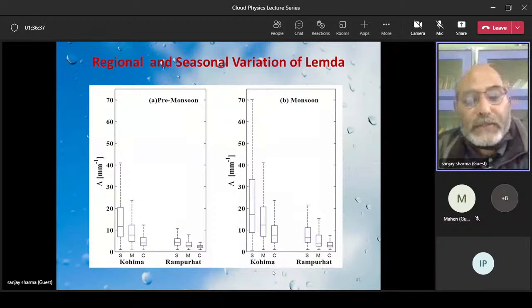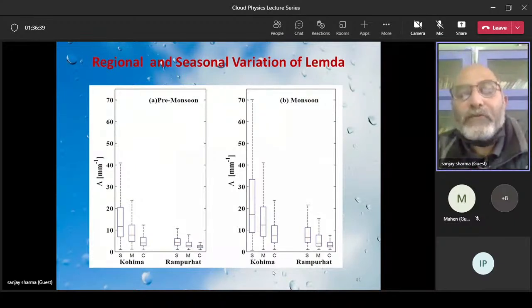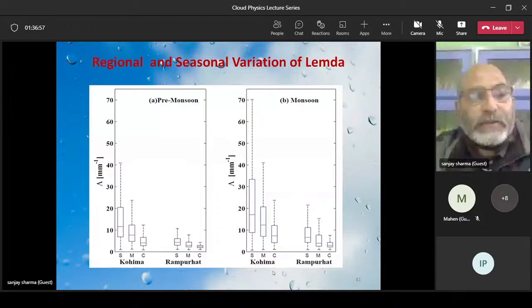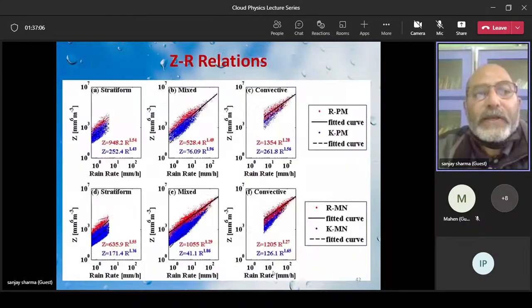This is lambda. This is also one way of telling that if lambda is less, drops are larger over the region. So Rampur Hat values of lambda in pre-monsoon as well as monsoon, both are showing lesser. So we conclude, we just looked at rain integral parameters also, these model parameters.